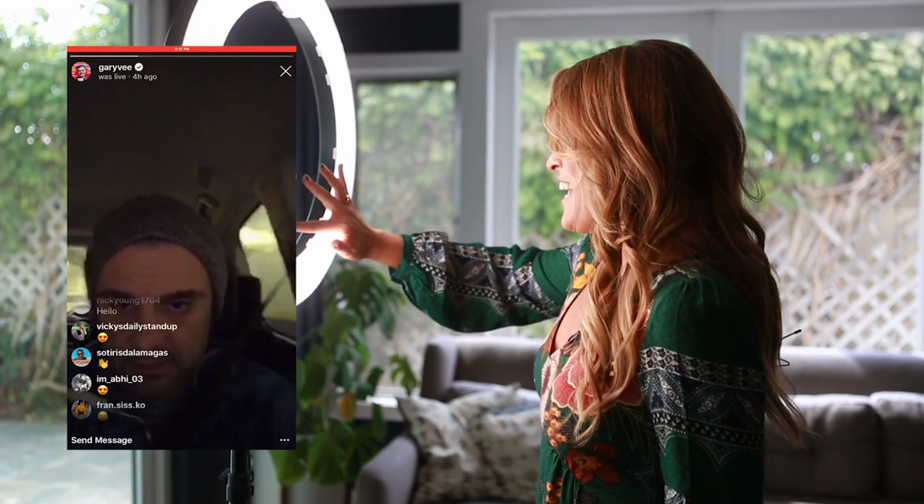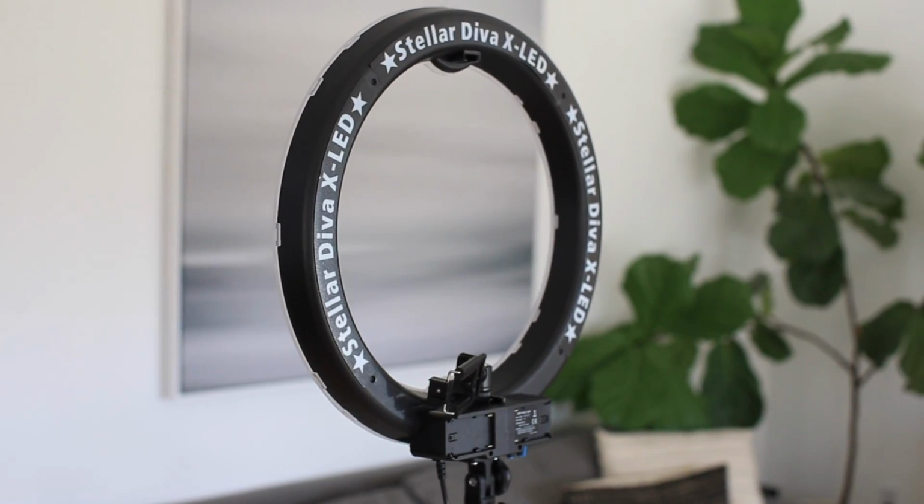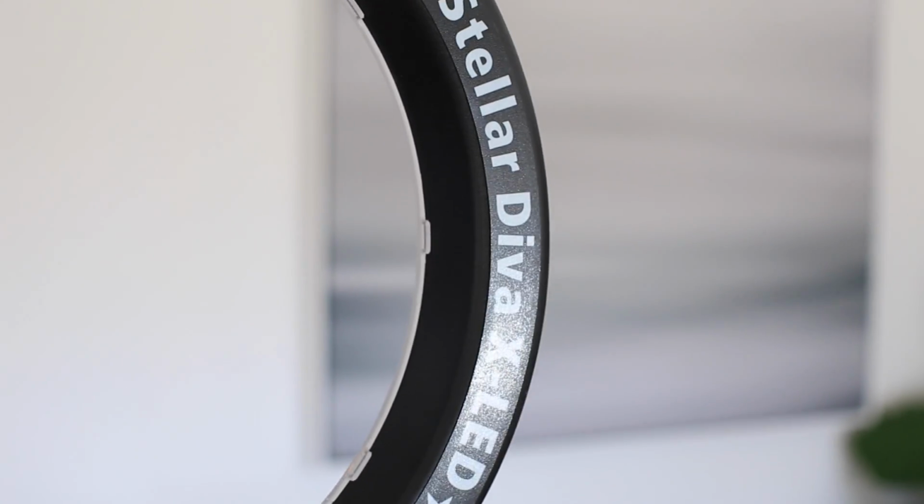So by simply adding this ring light, I have 2 different light sources, which I have found to be really helpful when I want to go live in a pinch and the room is a little bit dark. This ring light has been well worth the investment. Sure, I could have saved a little bit of money, but this ring light is done by Stellar Diva X LED. No, it's not a promo. I actually just did a lot of homework.